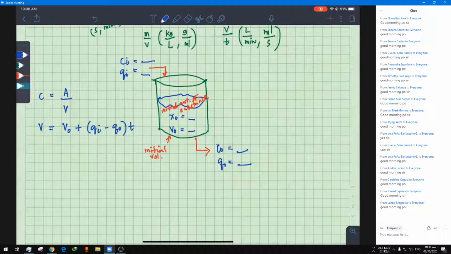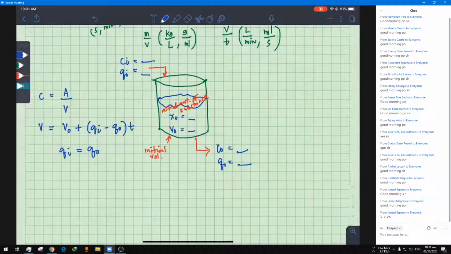So as you can see here, the input flow rate and the output flow rate, so given that Qi is equal to Q out, what happens? If the flow rate that enters is the same as the flow rate of the liquid that goes out from the container, we can see here that the volume of the container will be constant. So tama. So V would be equal to the initial volume. In that case, constant yung volume natin noon, hindi siya gumagalaw kasi yung input rate natin at saka output rate natin would be the same.